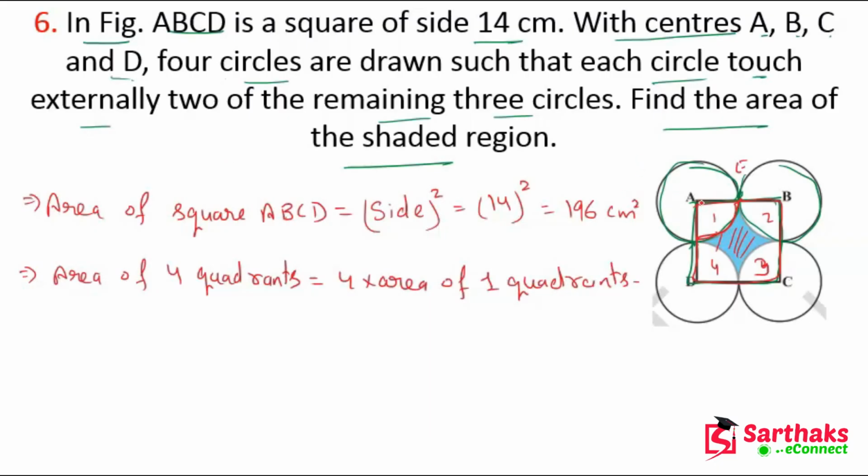And the value of the radius, means the value of AE, is what? AE is half of AB, and we know that AB is 14, so AE is 14 upon 2, which is equal to 7 centimeter. So the radius r is 7 centimeter. I hope you get this point.